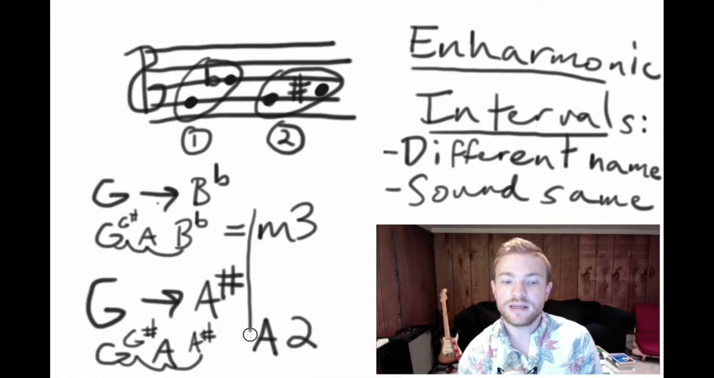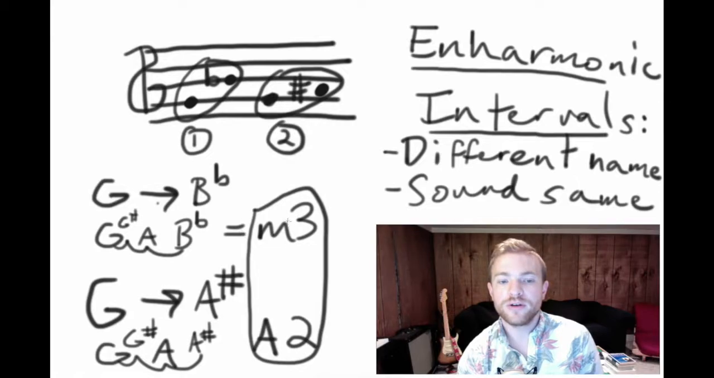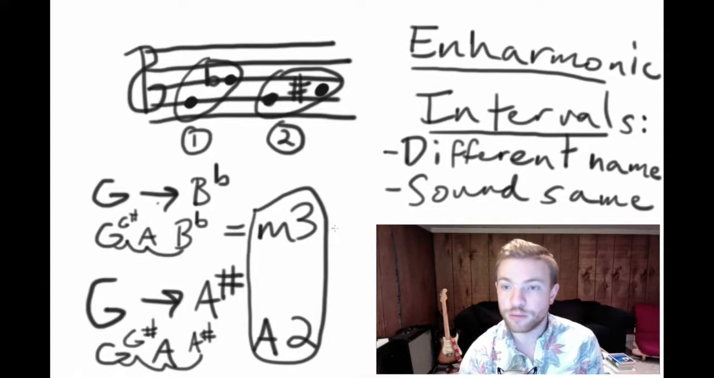So you can see that a minor third and an augmented second are actually the same interval, or they sound the same, but they're named differently. So that's the idea behind enharmonic intervals.